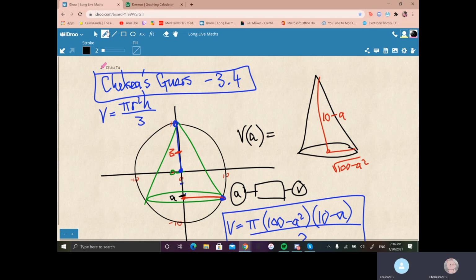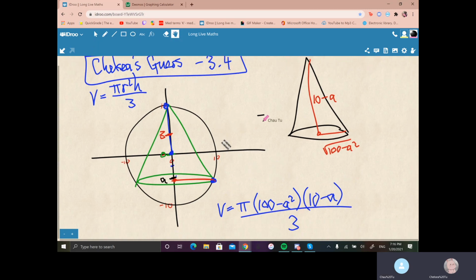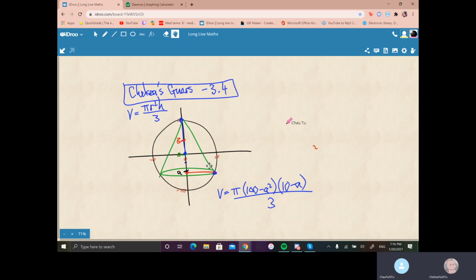So now we can use calculus to calculate the location precisely.